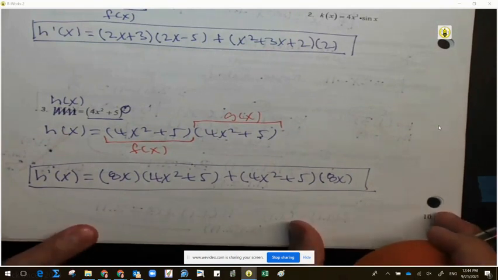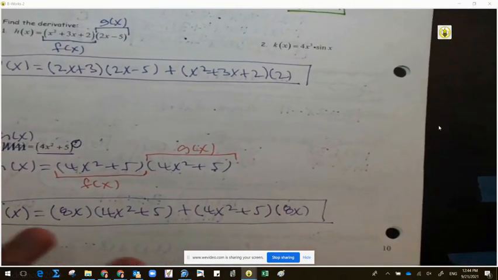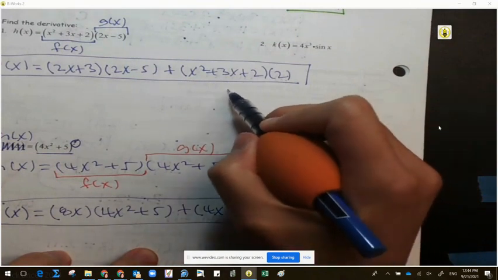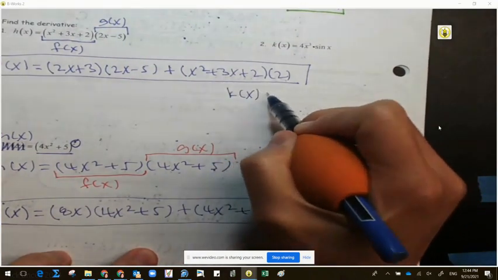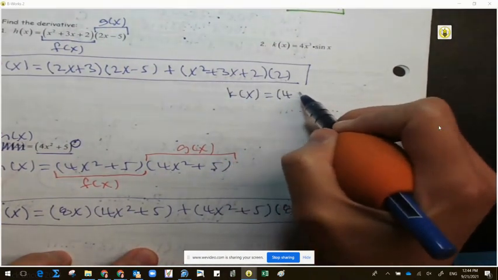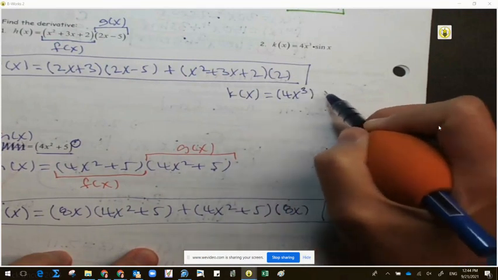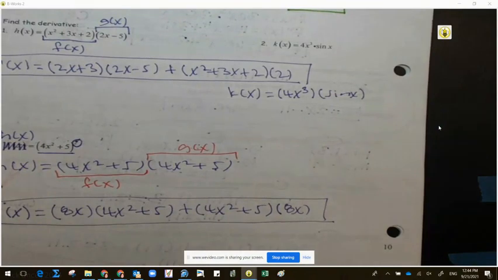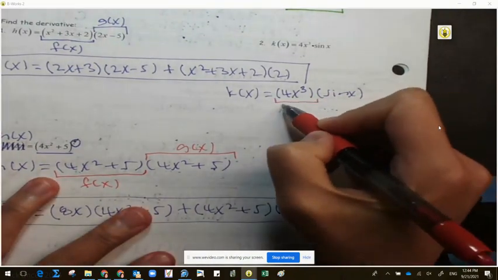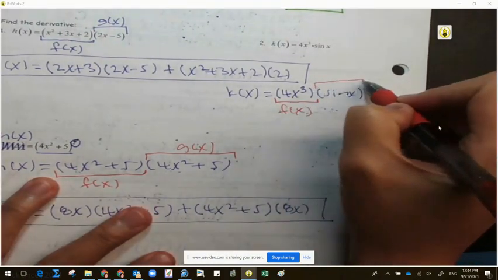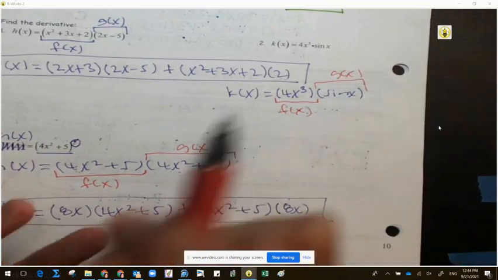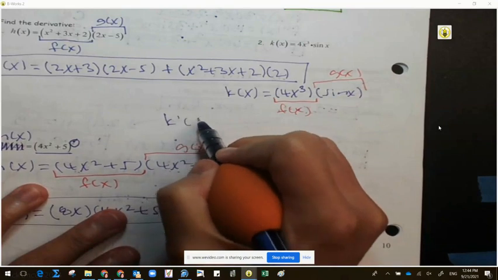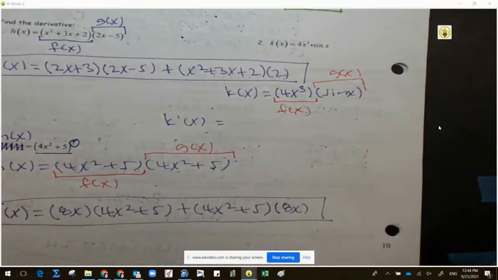All right, now let's go on to number 2. On number 2, let's go ahead and rewrite this guy. We have k of x is equal to, and I'm going to go ahead and put them in parentheses. And let's go ahead and label. Here's my f of x. Here's my g of x. And my derivative will be k prime.